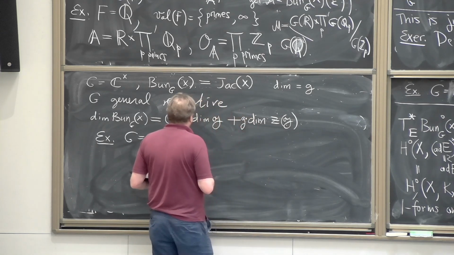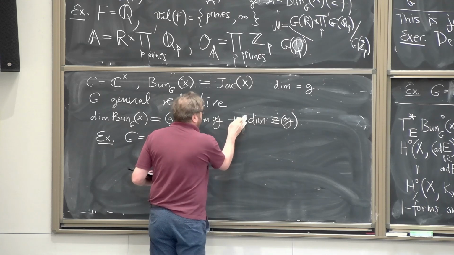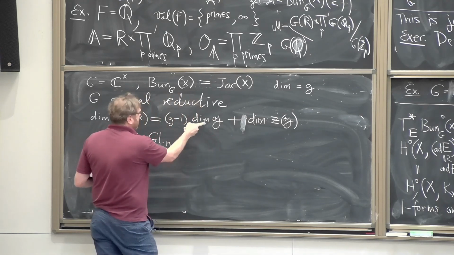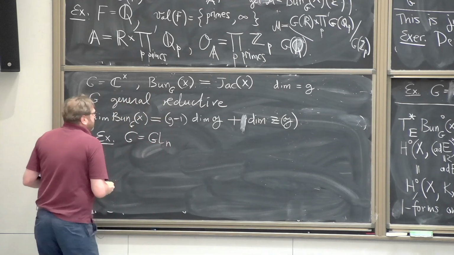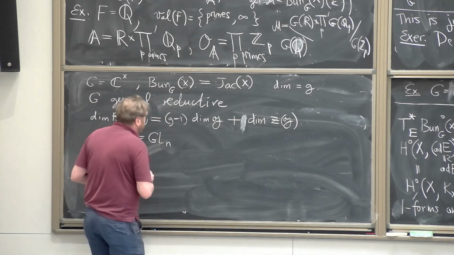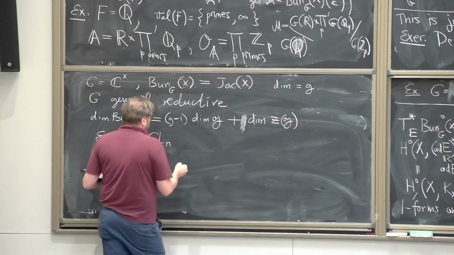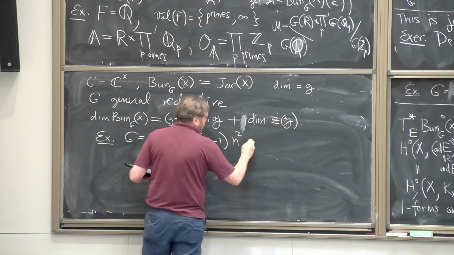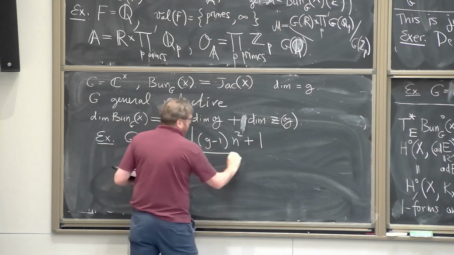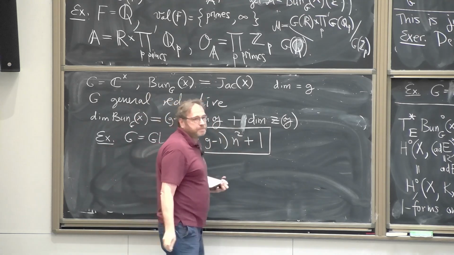Yes. No, G minus 1 is already taken into account here. Okay, so if G equals GLN, what we will get is (G minus 1) times n squared plus 1. So that will be the dimension.